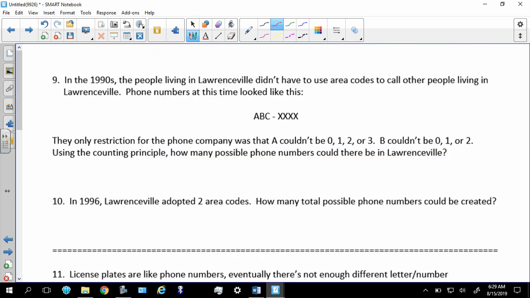All right, now let's go to the new stuff here. In the 1990s, people living in Lawrenceville didn't have these area codes, so the phone numbers will look like this. Now, first off, let me tell you, sometimes I will give you this right here, sometimes I won't.